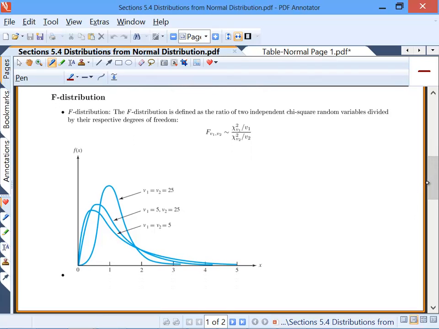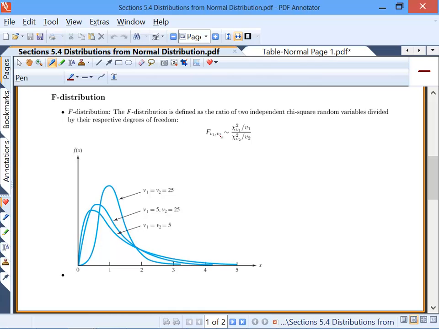Then we have the F distribution. What happens for the F distribution is if you take two independent chi-squared random variables, they do need to be independent, each with its own degrees of freedom, and you divide each one by its own degrees of freedom, like V1 divided by V1, and you do that, you get what's called an F distribution.